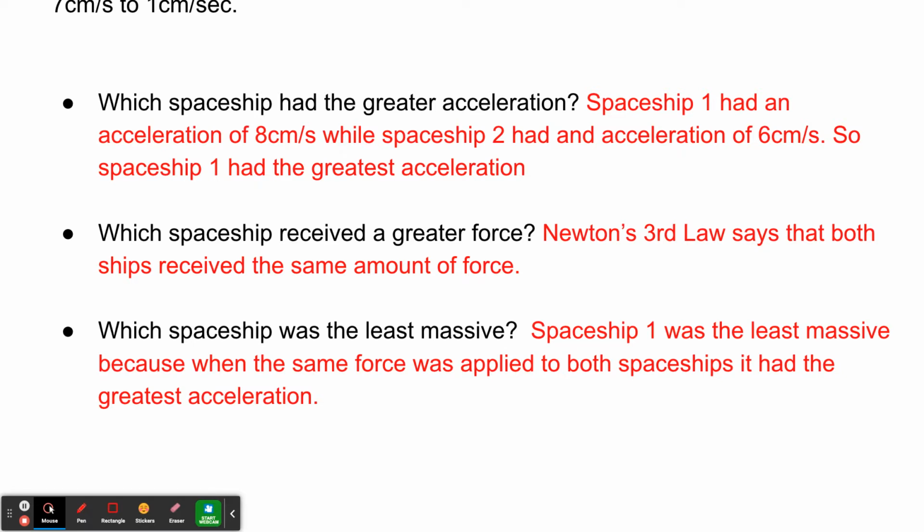This goes right back to question 5 when it said, what can you say about when any two objects that are different masses get hit with the same force? It says that the least massive object will have a greater acceleration. Here we had spaceship one having the greatest acceleration. Newton's third law says that both of them got hit by the same force. And because we know that both of them were hit with the same force and one of them had a greater acceleration, the one with the greatest acceleration had to be the least massive.